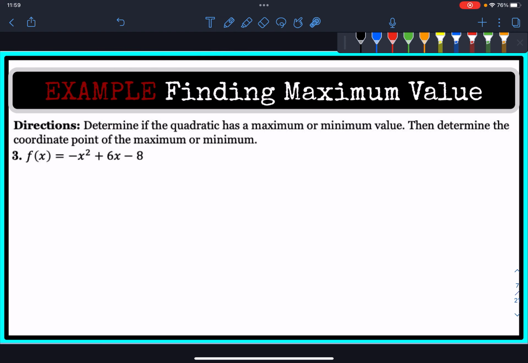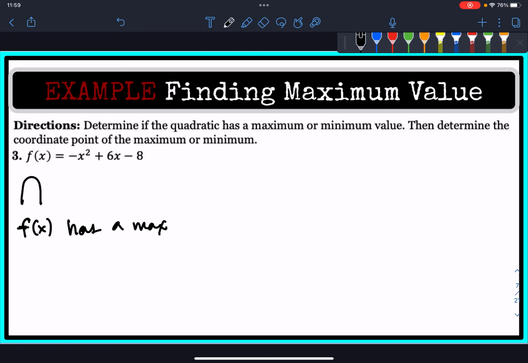So on this example right here, since the value of a is negative, we know that this quadratic is going to have a maximum. So our parabola is going to open downwards, and f of x has a max. Now, where's the location of this maximum value? Well, we have to figure out where the vertex is.